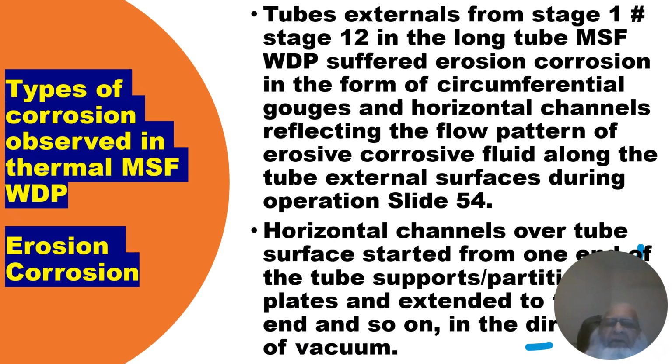This slide 54 is actually a slide that is part of the whole presentation, right? But as the slides come up, they explain how these patterns have appeared. Horizontal channels over the tube surface start from one end of the tube supports and partition plates and extend to the other end in the direction of vacuum. That is the other erosion corrosion observed in different parts of the WDP MSF plants.